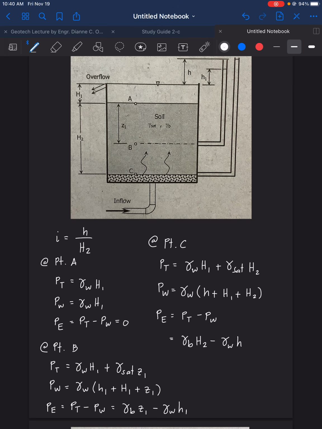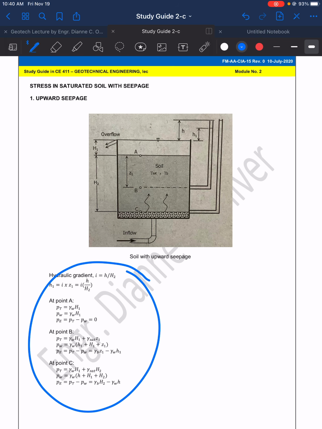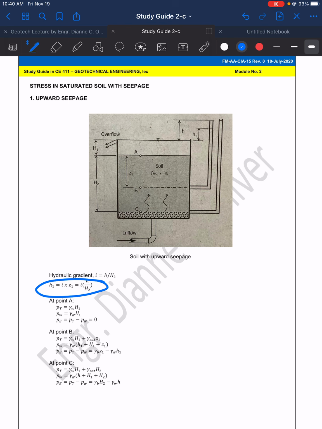So that's for the upward seepage. Okay, so that is the upward seepage. So that's how we arrive at this formula. Now at this portion here, it's just simply a ratio and proportion. So why ratio and proportion? It was taken from here.